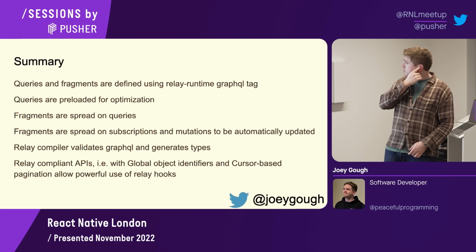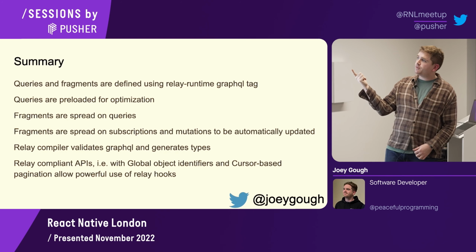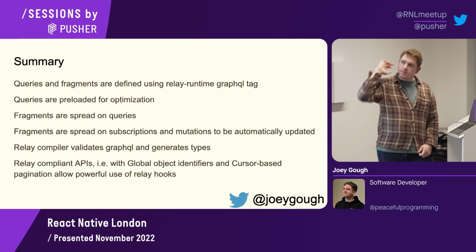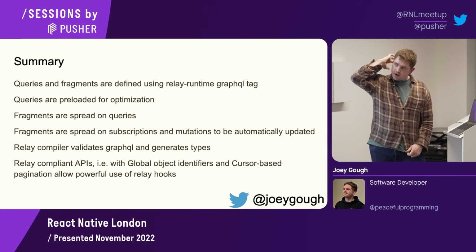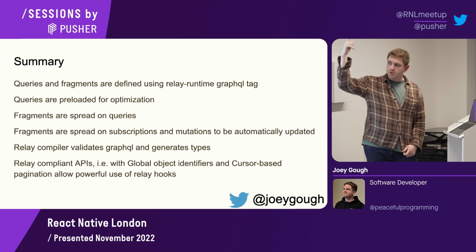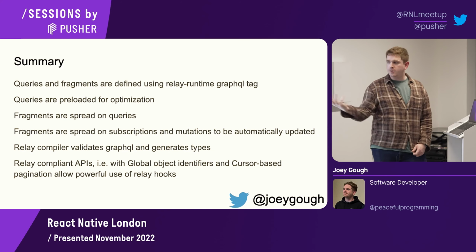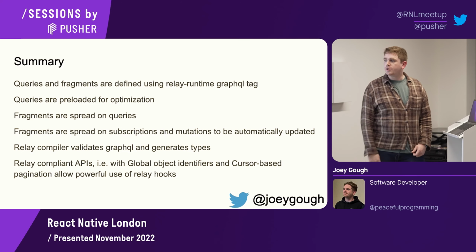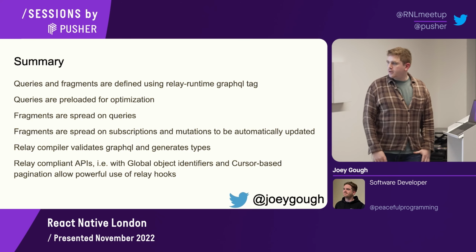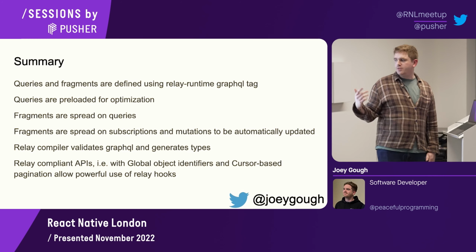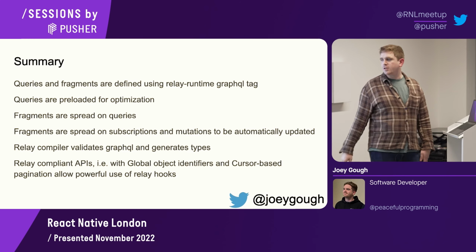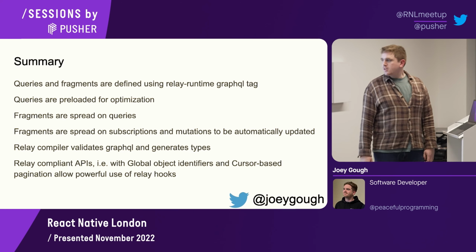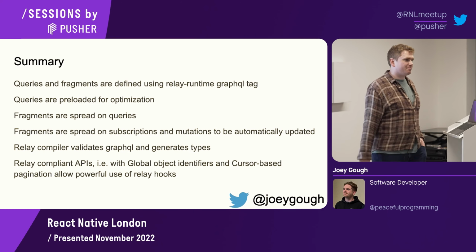So just to summarize, I guess I'll just read this. Queries and fragments are defined using the Relay runtime. GraphQL tag queries are preloaded for optimization. Fragments are spread on queries. Fragments are also spread on subscriptions and mutations to be automatically updated. The Relay compiler validates all your GraphQL and generates types. And Relay compliant APIs with global object identifiers, cursor-based pagination, they allow you to use Relay hooks really powerfully. So that was that. So I'm finished.